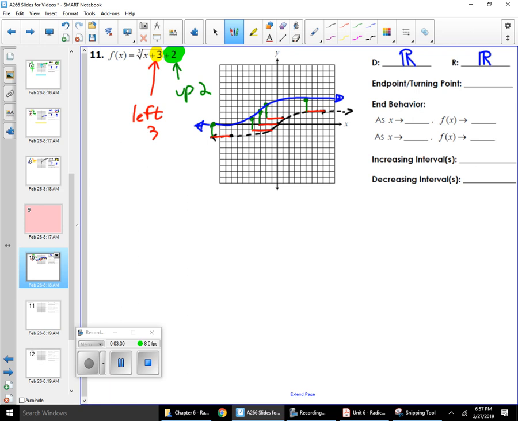My endpoint, oh, it's a cube root function. It never ends. So instead we call it a turning point. It's no more difficult than the square root function. It's still just our h and our k value. Our h is -3 and our k is 2.